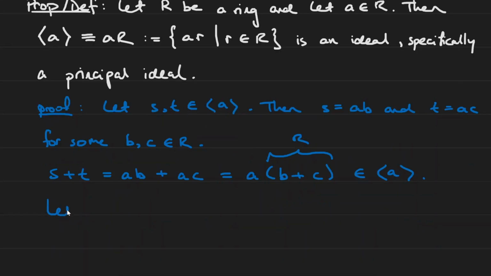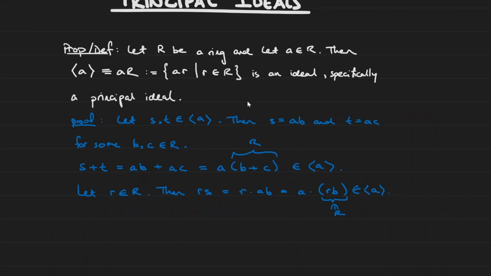And second of all, if we have some random ring element R in your ring, then we want to show that for an element S in that ideal, R times S is inside of the ideal generated by A. How can we show that? Well, R times S is equal to R times A times B. We can rearrange things a little bit to make it more obvious. So this is A times RB, but R and B were just some ring elements. So obviously this whole thing lies inside the principal ideal generated by A. So these are our principal ideals.